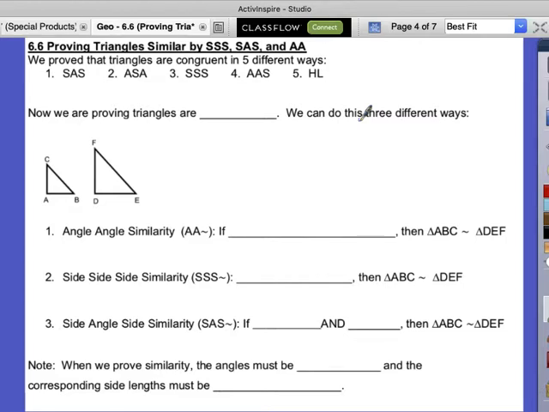It is. Now, we proved that triangles are congruent in 5 different ways. A throwback to the last chapter: side-angle-side, angle-side-angle, angle-angle-side, and then hypotenuse-leg.